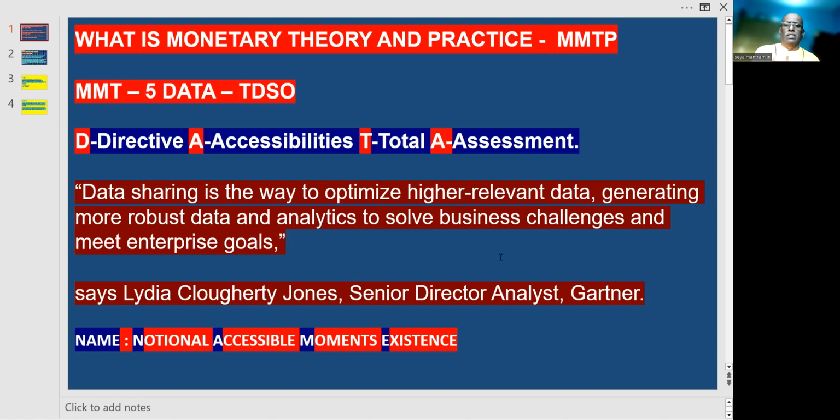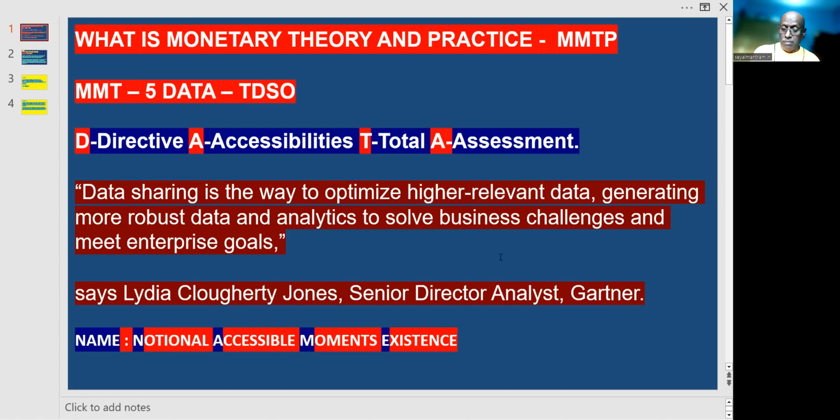So tested data sharing organizations, TDSOs, are now being used in digital format and digital data sharing. It is analyzed for business challenges and how it meets our enterprise goals and other banking transactions in real terms. That is what we call the directive accessibility's total assessment as data.